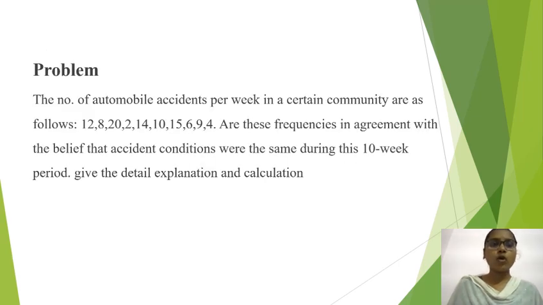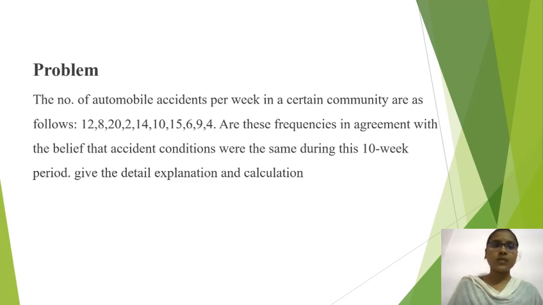The number of automobile accidents per week in a certain community are as follows. The given frequencies in the problem are 12, 8, 20, 2, 14, 10, 15, 6, 9, 4. Are these frequencies in agreement with the belief that accident conditions were the same during this 10-week period? Give the detailed explanation and calculation.